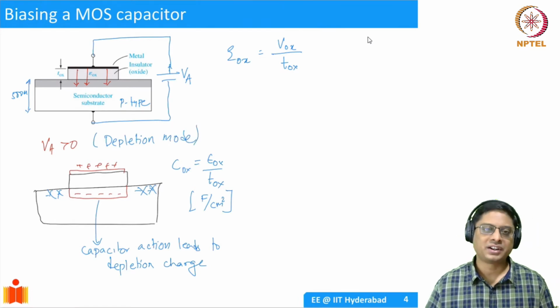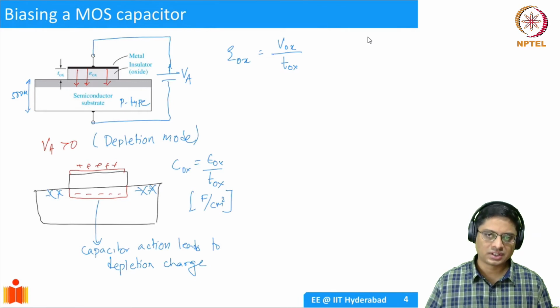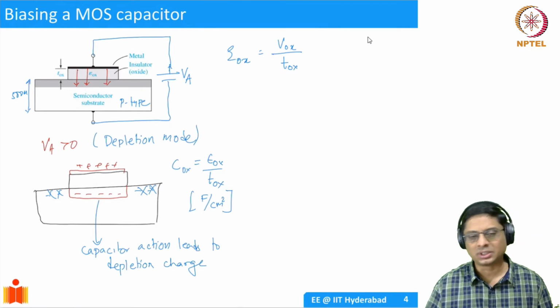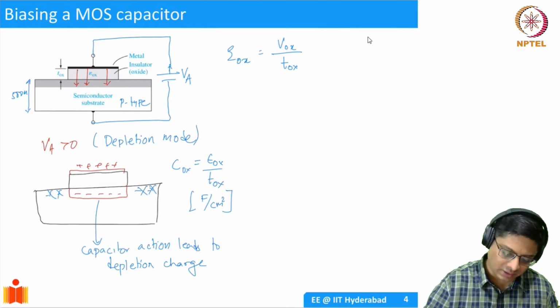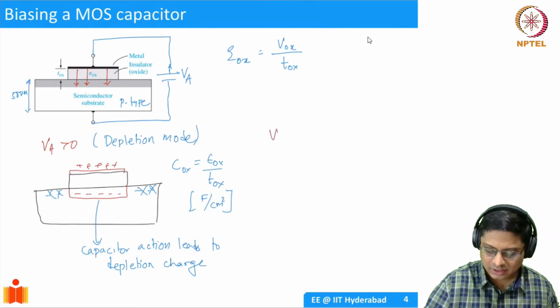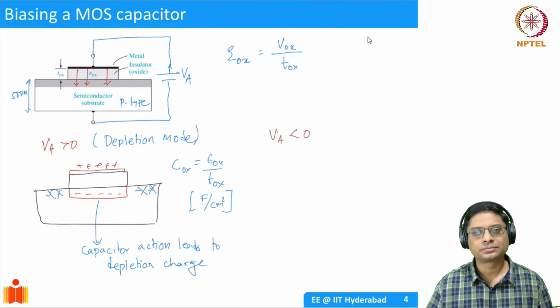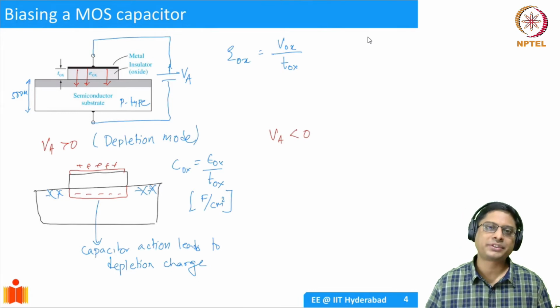If you take a p-type semiconductor and apply a positive charge, it's called depletion mode. You are depleting the substrate. You could have another scenario wherein you apply VA less than 0. When you apply VA less than 0, what happens?